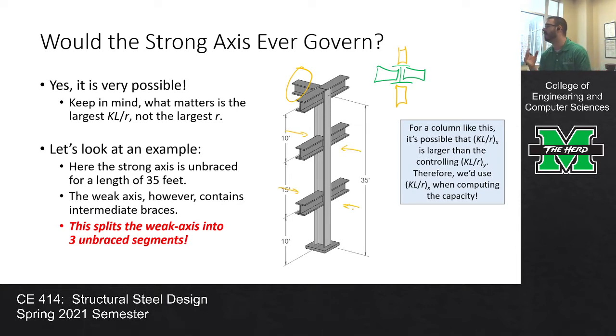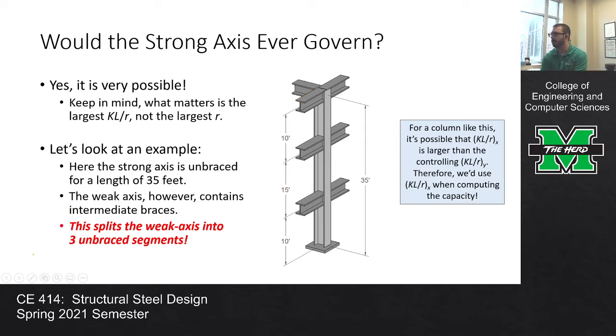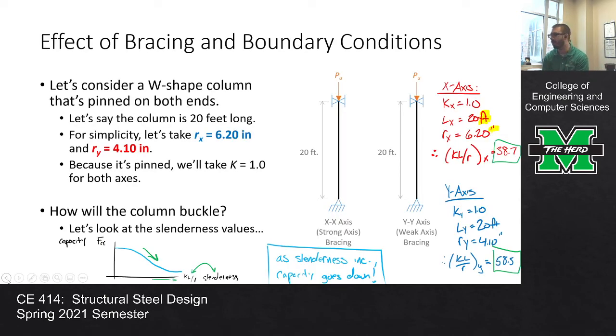Now first off, from a physics standpoint, does it make sense that if I'm gonna put the braces somewhere, I'm gonna put them about the weak axis? Well, yeah, if I'm gonna brace something, I'm gonna brace it about its weaker direction, not its stronger direction. That wouldn't make any sense, okay? So obviously, if I'm gonna install braces, I'm gonna install them along that weak axis. But now I got a question that's worth asking: would the strong axis ever govern? If I go back to this problem, I had a KL over R in the X direction of 38.7 and a KL over R in the Y direction of 58.5. Obviously, the weak axis governs.